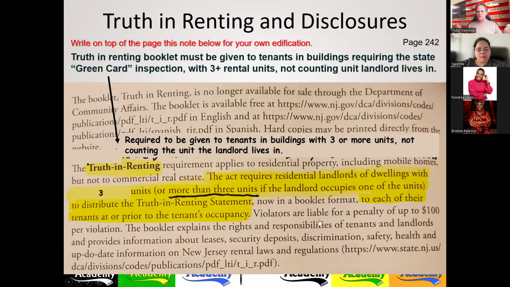So in buildings with 3 or more rental units, or if the landlord lives in it, it has to be at least a 4 family to require that state inspection. And you give those folks that truth in renting booklet. That's it in a nutshell.